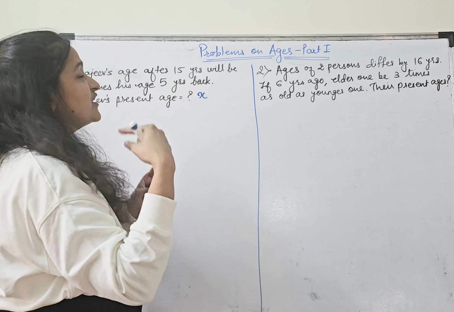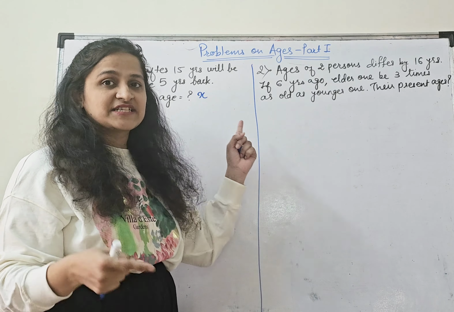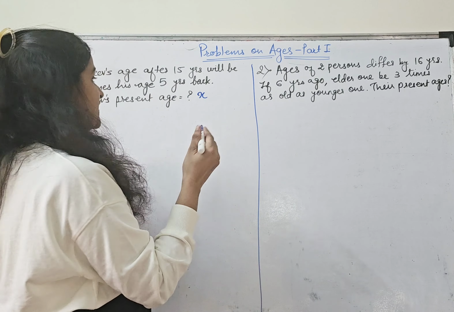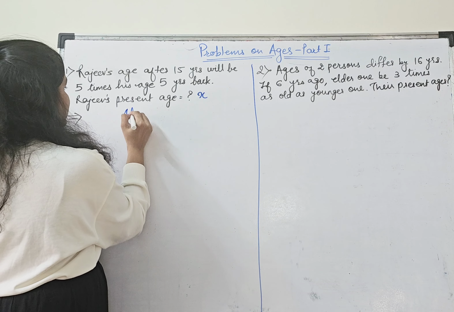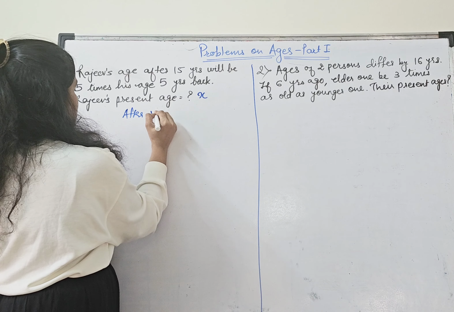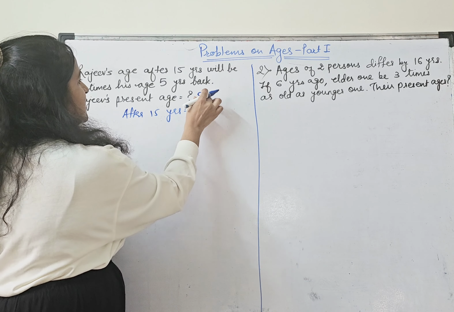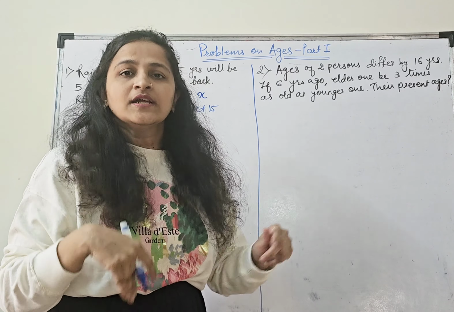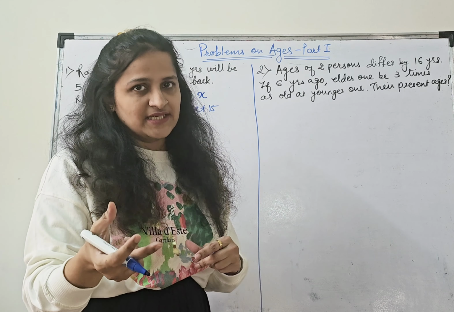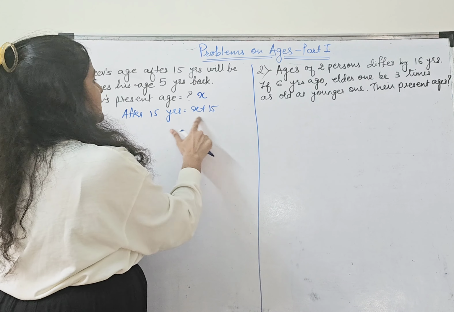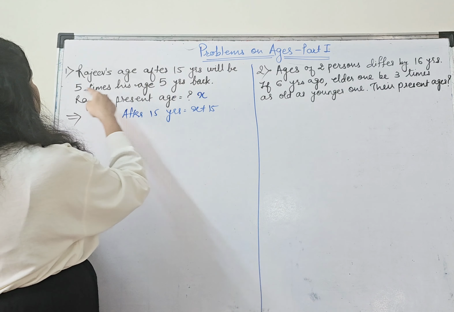Rajiv's age after 15 years. If his today's age is X, then after 15 years, his age is going to be what? X plus 15, right? Say today he is 5 years old. After 15 years, he is going to be 20 years old, right? So after 15 years, his age is going to be straightway plus 15, right?